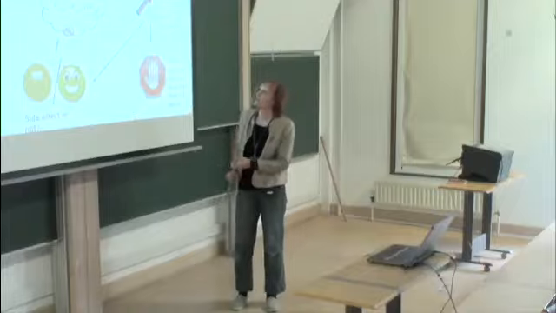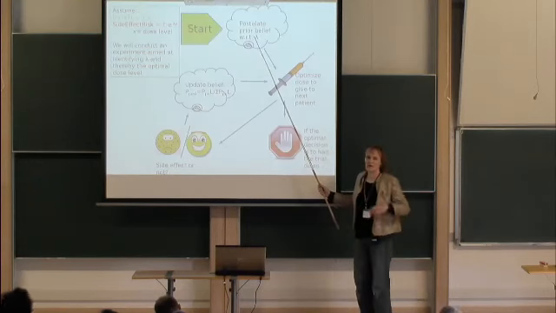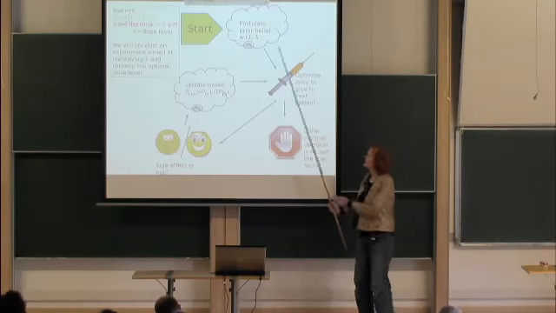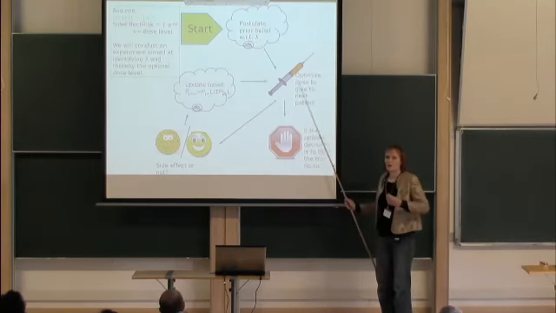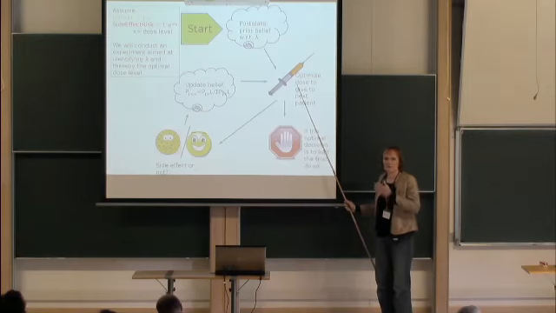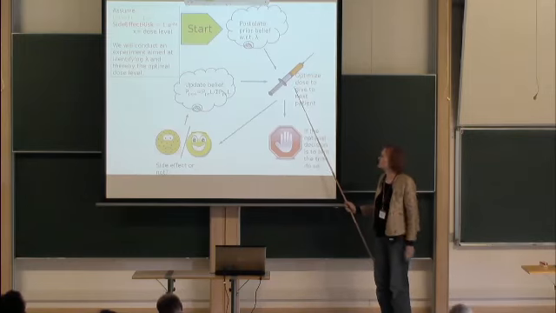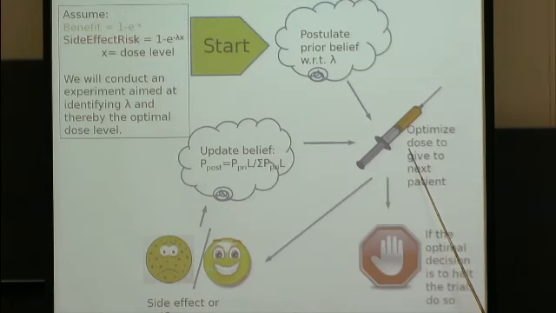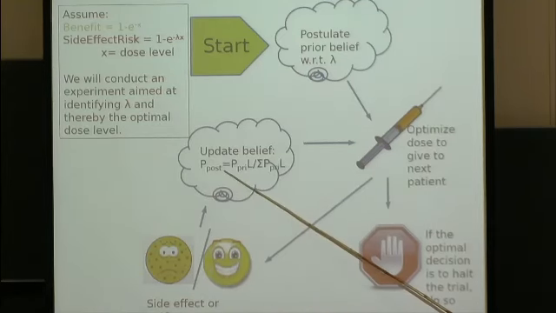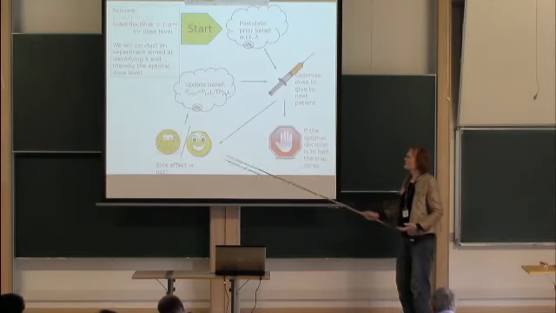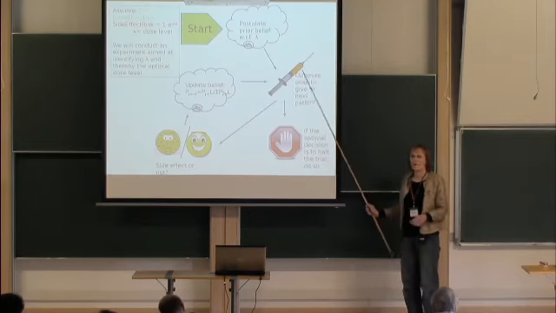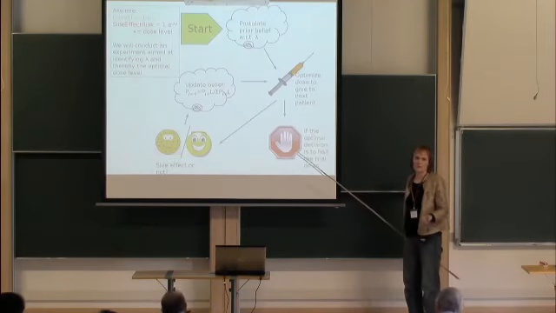So the way it works is that you start by postulating a prior belief about lambda, then you optimize the dose level to give to the first trial patient based on that belief, and this is the crucial thing that I will explain how to do. Now, once you have decided the optimal dose level, you give that to the first trial patient and see if he gets a side effect or not. Once you have observed that, you update your belief about lambda, and this cycle continues until the optimal decision will be to halt the dose escalation trial.